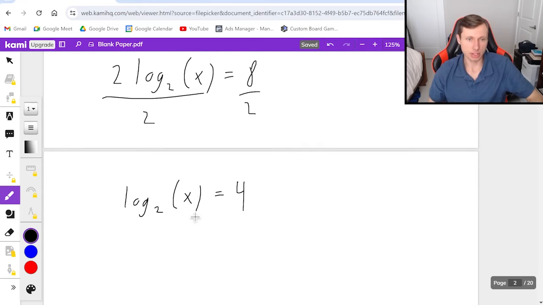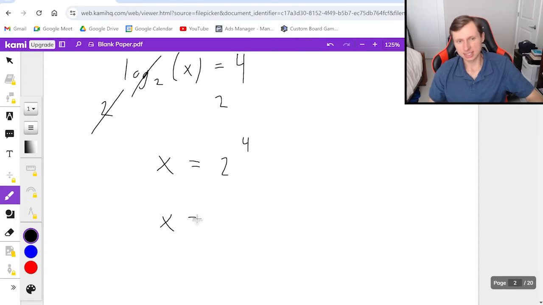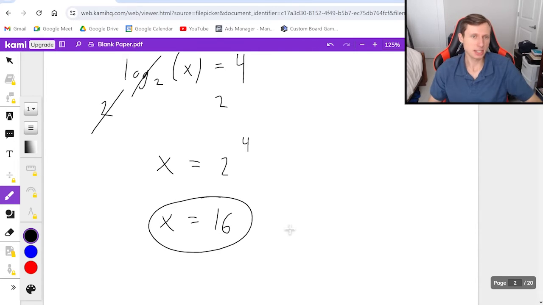And now I can get rid of the log by taking base 2 of both sides. This will cancel out on the left, leaving me with x. And on the right, I have 2 to the 4th. 2 to the 4th is 16. So my final answer is 16. And that's basically the premise.